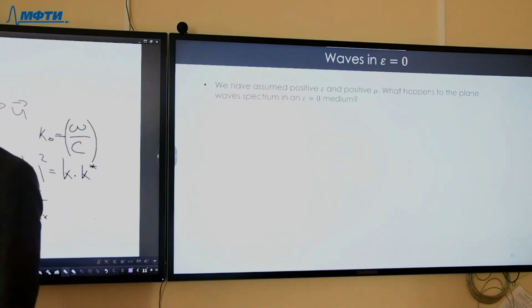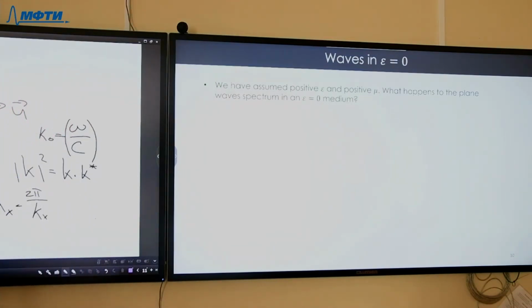Okay, so far we assumed that permittivity and permeability are both positive. We learned that waves in such media come at least in two forms. They can be either homogeneous waves that propagate with real valued wave vector without any attenuation, and they are the same everywhere in space. And there are evanescent waves that have complex valued wave vector that propagate along one direction, but also attenuate exponentially along the other direction.